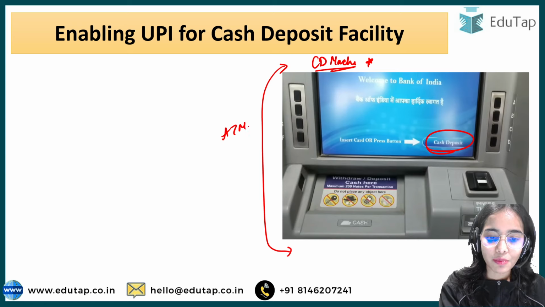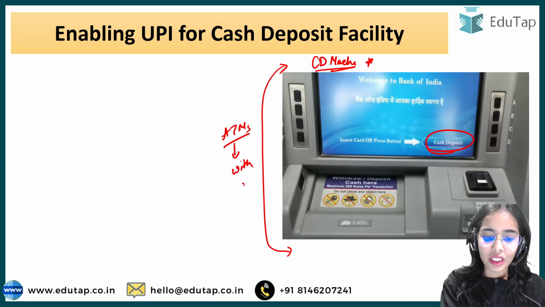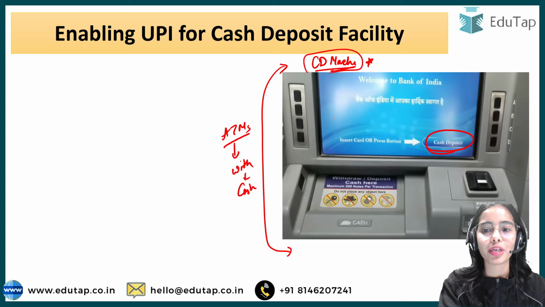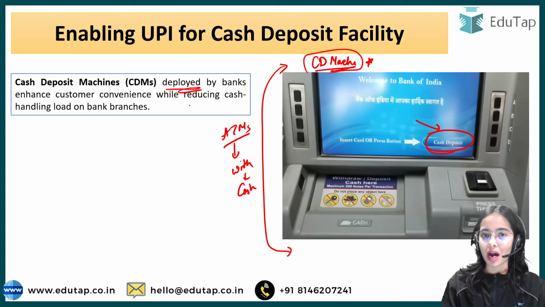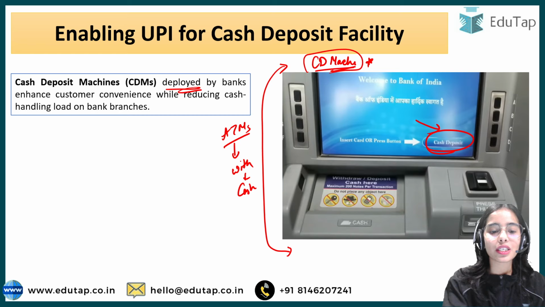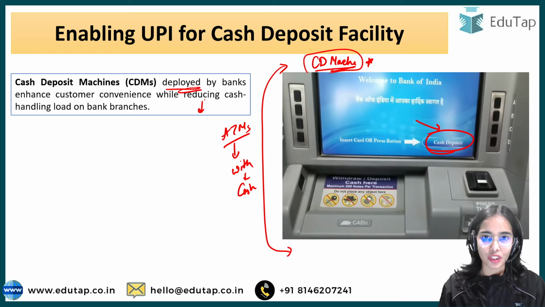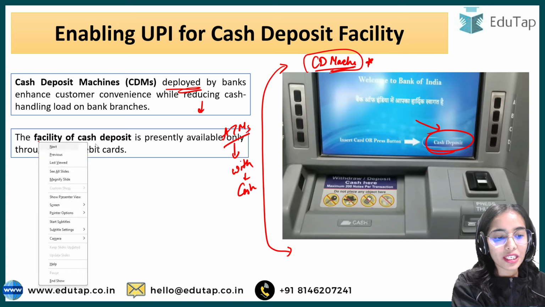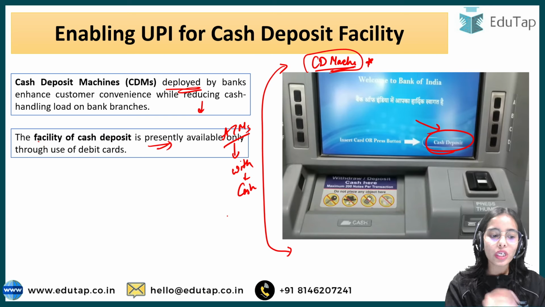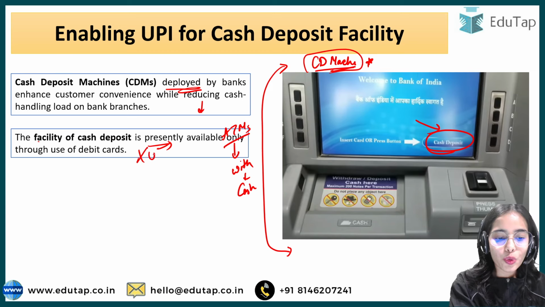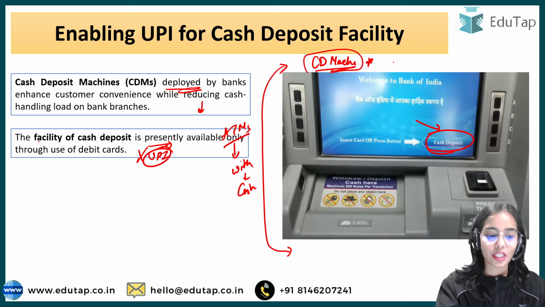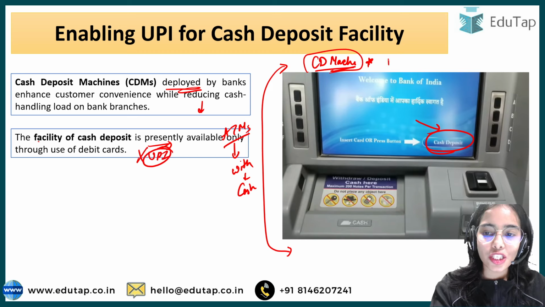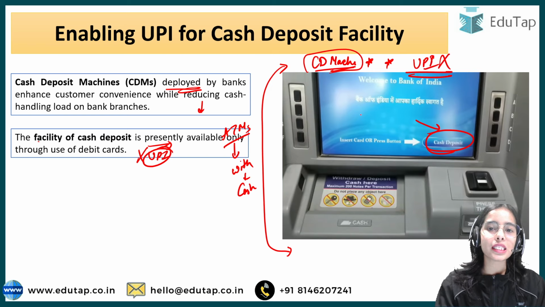So like there are ATMs for the withdrawal of cash, similarly, the cash deposit machines have been introduced for the deposit of cash. The cash deposit machines are deployed by the banks to enhance customer convenience as well as reduce the cash handling load on the bank branches. Now the facility of cash deposit is presently available only through the use of debit cards. That is, the UPI facility is not available in the cash deposit machines. Using the UPI, currently you cannot deposit your cash in these machines.